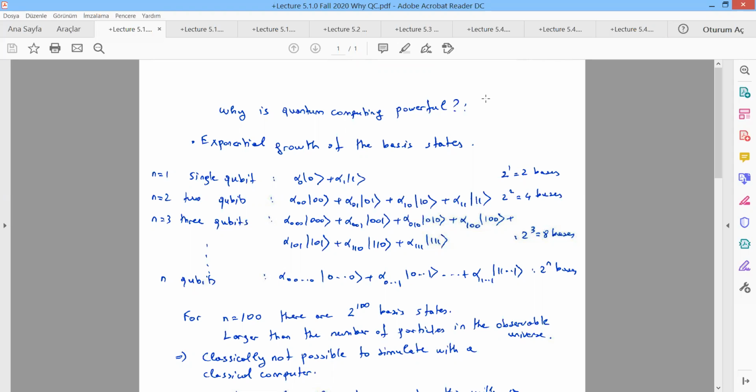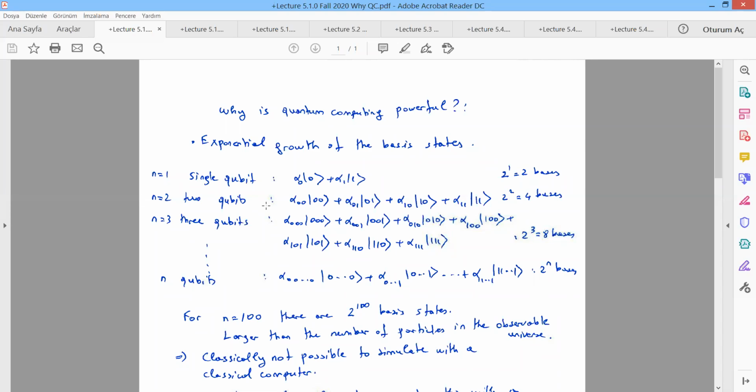So to start with, why is quantum computing powerful, and what makes quantum computation in some sense more powerful than a classical computation algorithm? Let's consider a multi-qubit system and observe the exponential growth of the basis states. As we have seen, a single qubit system can be represented through the quantum state alpha sub 0 ket 0 plus alpha sub 1 ket 1.